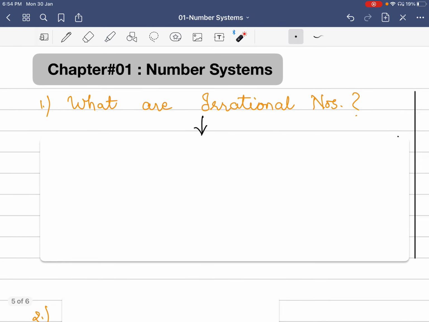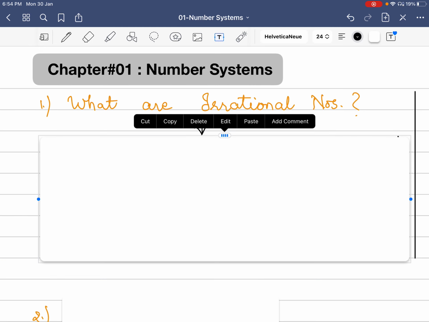So we are going to continue our discussions of chapter number 1, which is number systems. And now in this video, we are going to answer an important question, which is what are irrational numbers? So far we have seen natural numbers, then whole numbers, then integers, and then rational numbers. Now there's another set of numbers which is called irrational numbers. So let's see what it means.